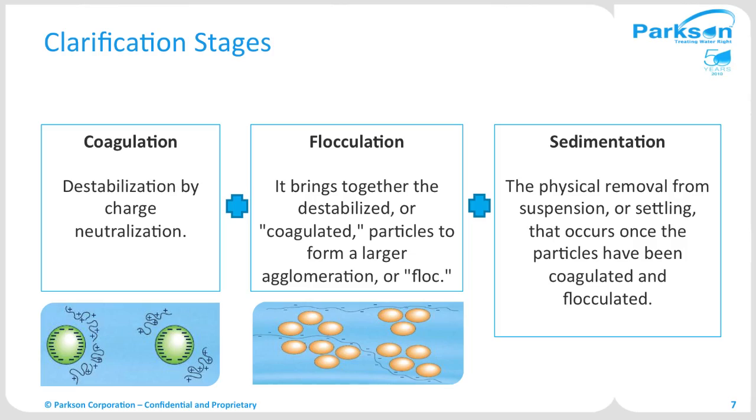There are three different stages of clarification. The first one is coagulation. This is where you will be destabilizing the particles by neutralizing the negatively charged particles. And the coagulation usually occurs very fast. It usually occurs within the first 30 seconds of the process, and you need a rapid mixer for the coagulation.